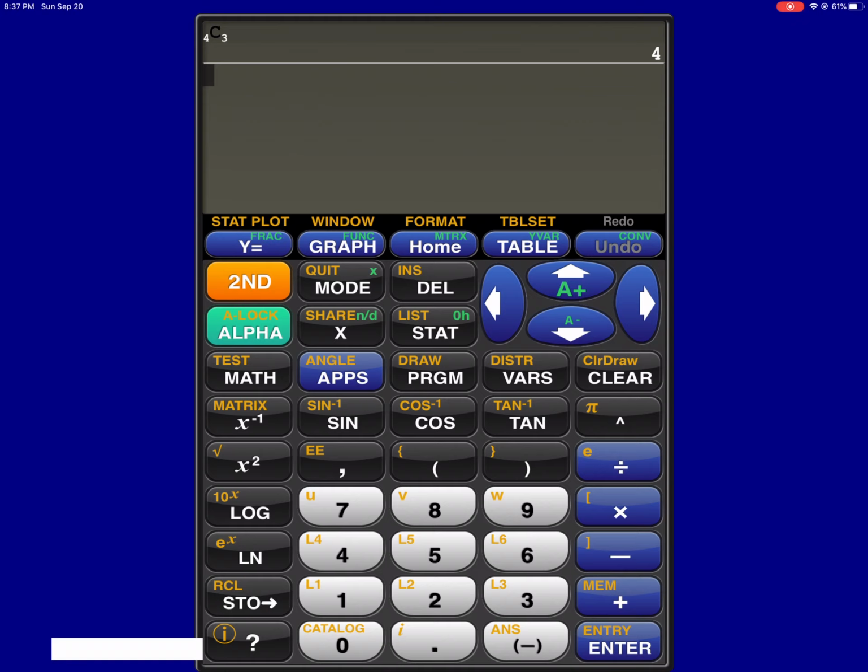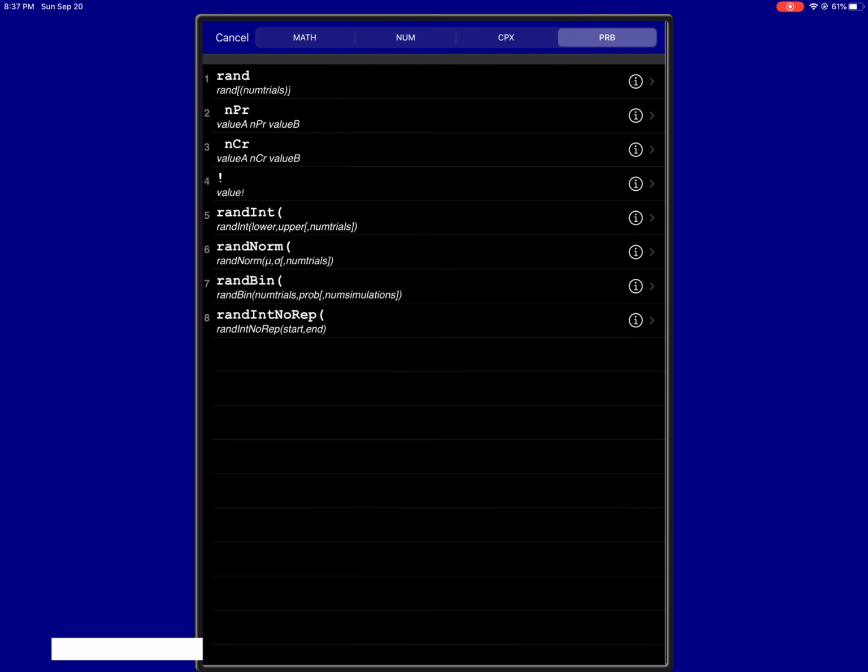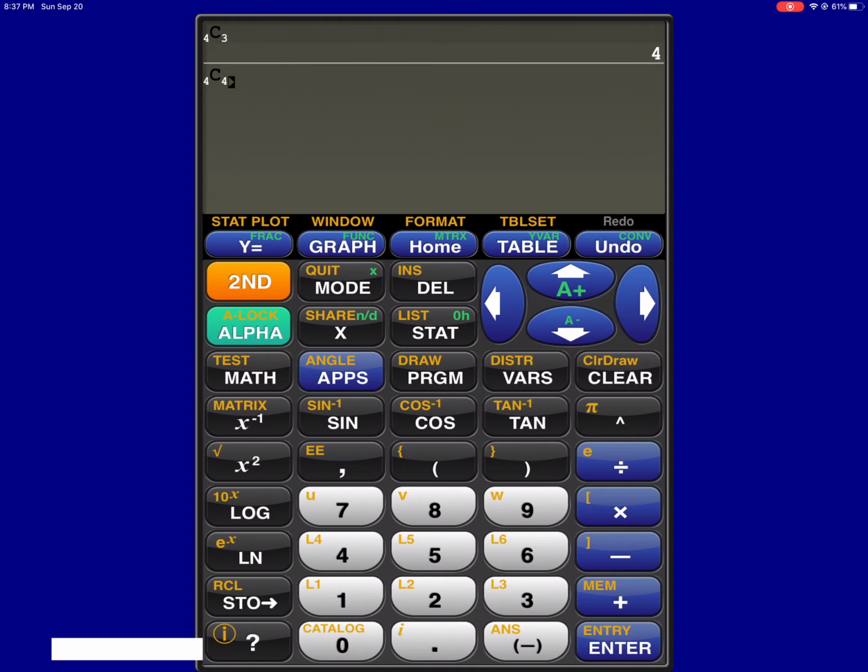Again, just like a permutation, the number on the right should never be bigger than the number on the left. It could be the same number as the number on the left. Unfortunately, it's not very exciting if it's the same number. So you'll see here in a second. If I do 4 math probability, nCr 4, it's always going to be 1.